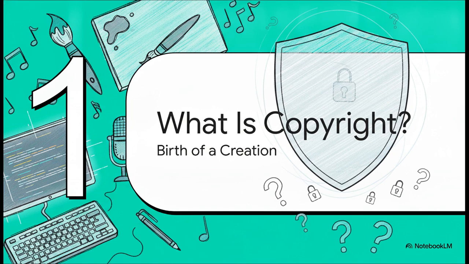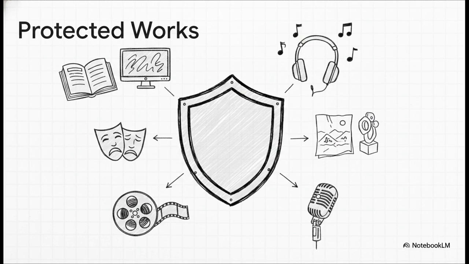What is copyright? The birth of a creation. I want you to imagine the very moment you create something new. You've just finished typing the final line of code, maybe painted the last brushstroke, or recorded a brand new melody. At that exact moment, an invisible legal shield wraps around your creation. According to the Act, this shield protects a really vast array of works: original literary, dramatic, musical, and artistic works, as well as cinematographic films and sound recordings.